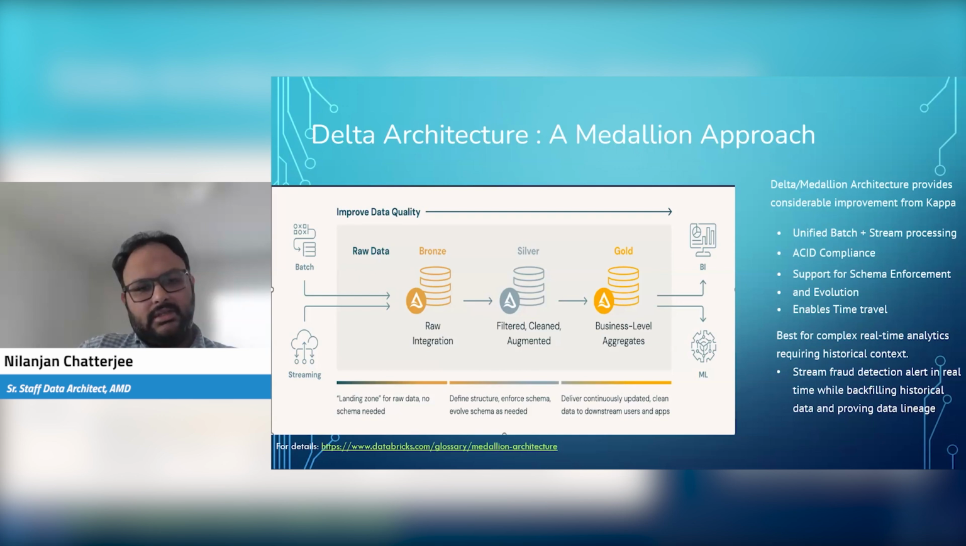As you can see on the left, there are batch sources, streaming sources, generating data, pushing all the raw data in the raw format into what we call a bronze layer. The bronze layer is just a landing zone for the data with no schema necessary, no transformation being done at the bronze layer. And then the data moves into the silver layer, where we define the structure, enforce the schema, and do all kinds of transformation on the bronze level. And that's actually where the majority of the heavy volume of transformations happen.